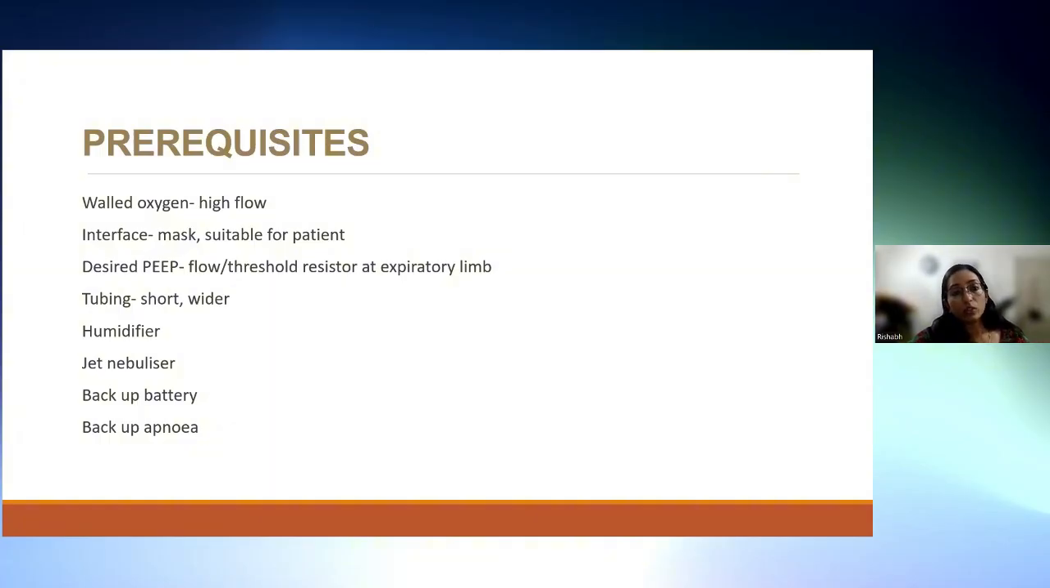When we talk about NIV, it requires a walled oxygen, which contains a high flow. It requires an interface like a mask, which is suitable for the patient. There should be the desired PEEP, which is to be provided through the NIV, and that can be attained by a resistor which can be kept at the expiratory limb. The tubing should be short and wider. There should be a humidifier. There should be provision of a jet nebulizer for nebulization. It should have a backup battery and a backup apnea rate. That is, if the patient is not breathing, there should be a provision to give a backup respiratory rate.